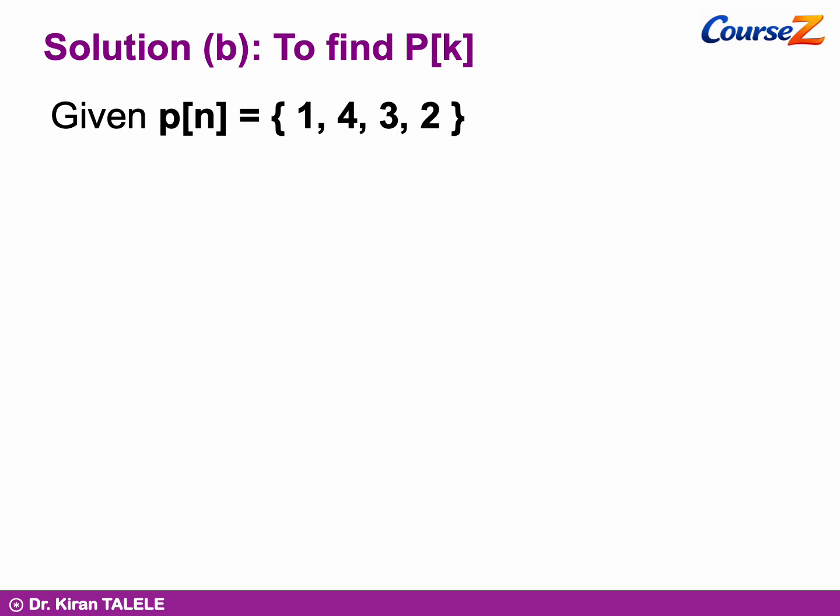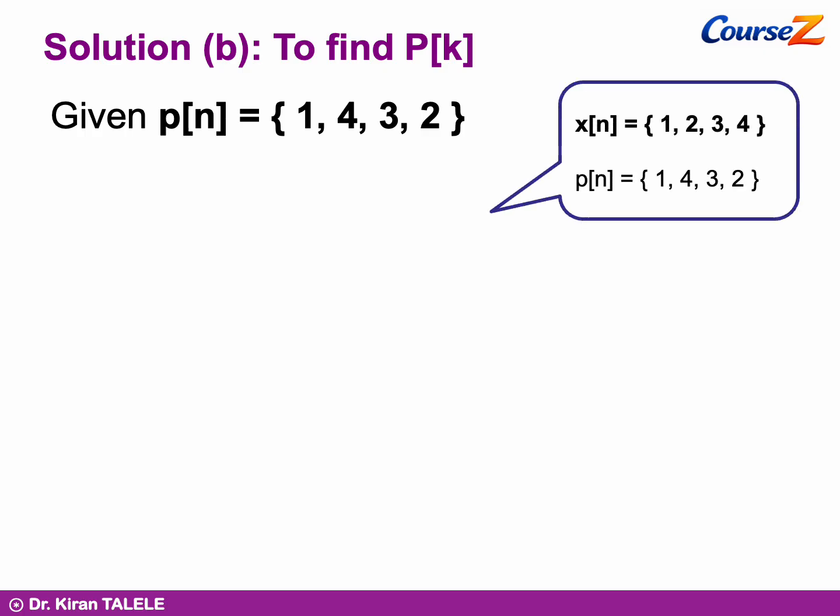Now we have to find P of k in terms of X of k. P of n is 1, 4, 3, 2. To do that, we have to write P of n in terms of x of n. So let's compare these two signal values. x of n is 1, 2, 3, 4. P of n is 1, 4, 3, 2.